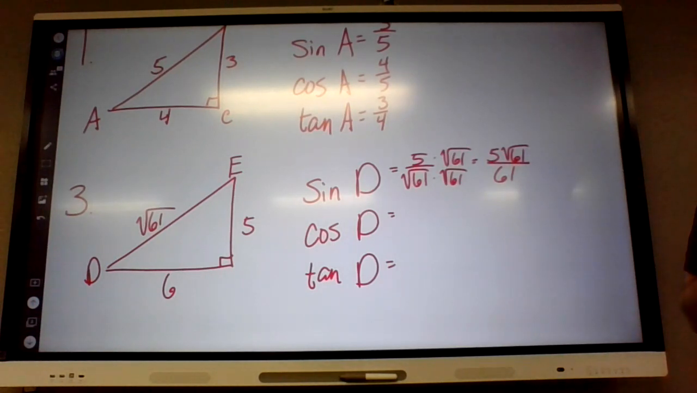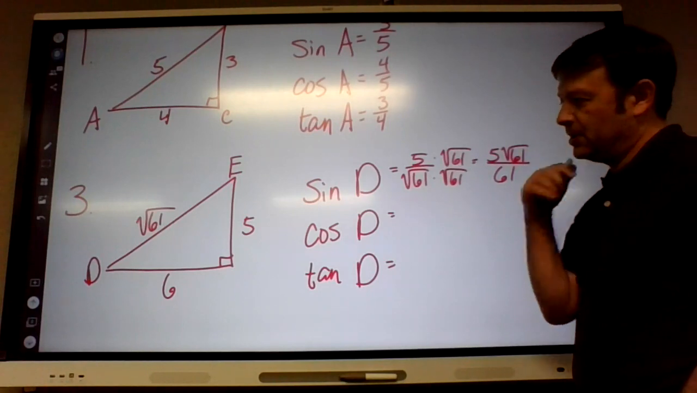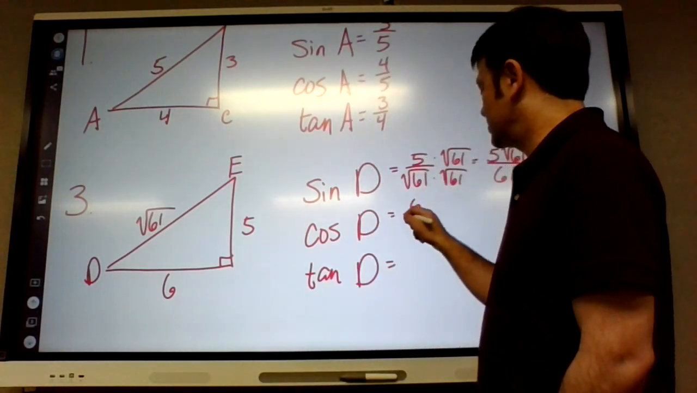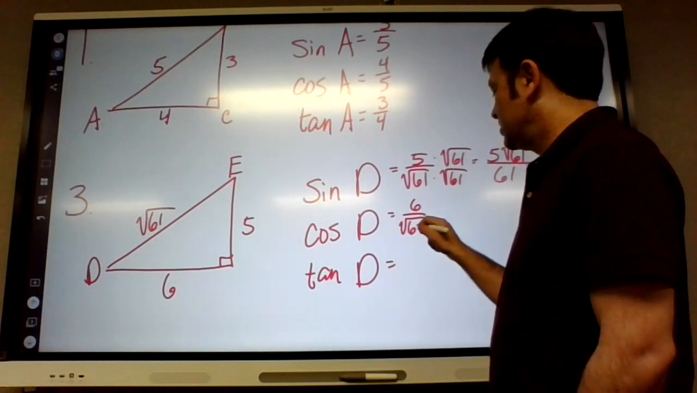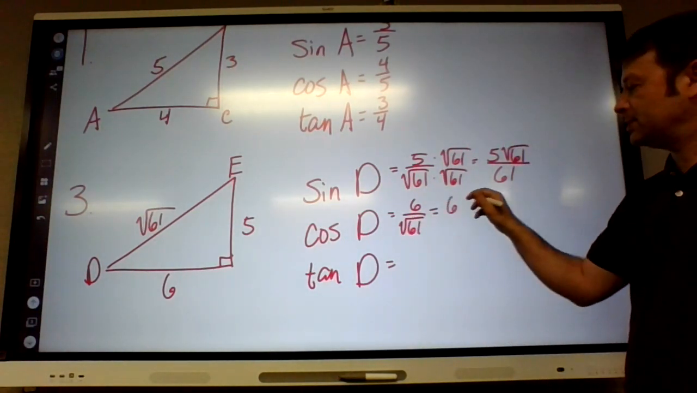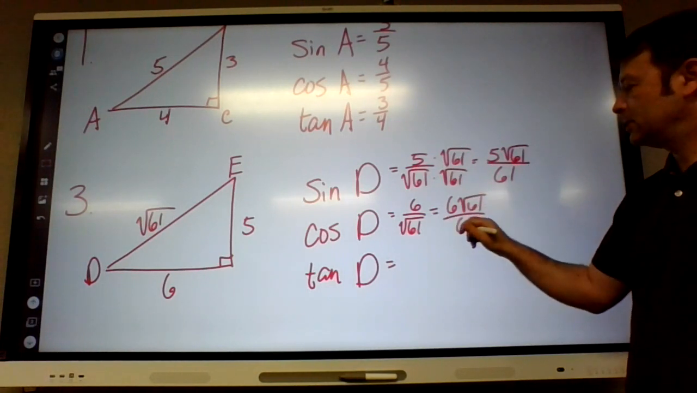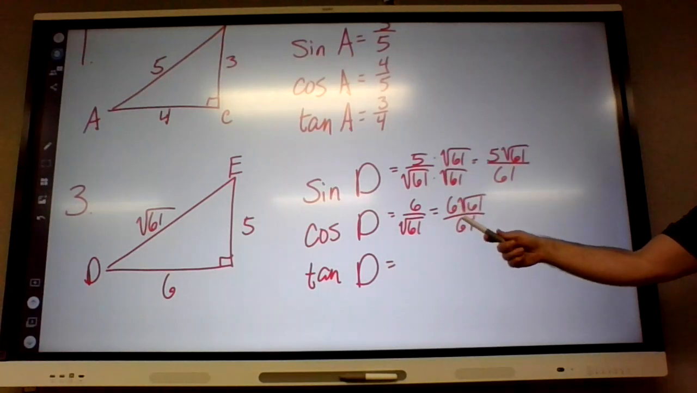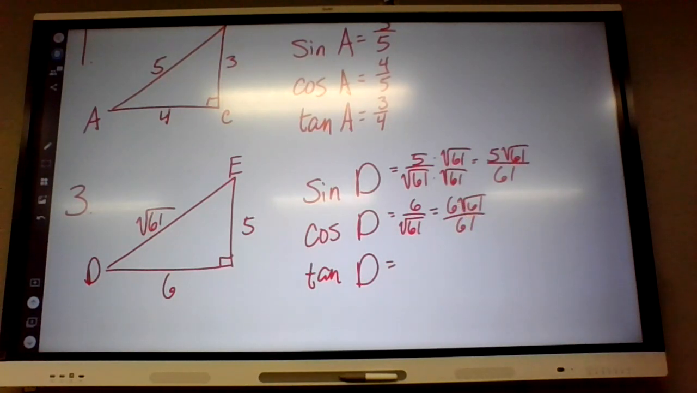Whitley. What is cosine supposed to tell us? The adjacent over the hypotenuse. Okay, what's the adjacent? The 6. And the hypotenuse? Square root of 61. Yeah. So just like the last time, we're going to multiply by the square root of 61 on top and bottom, and we get that. If the 6 and 61 reduced, we would need to do that. If it doesn't. Also, your calculators can do it.